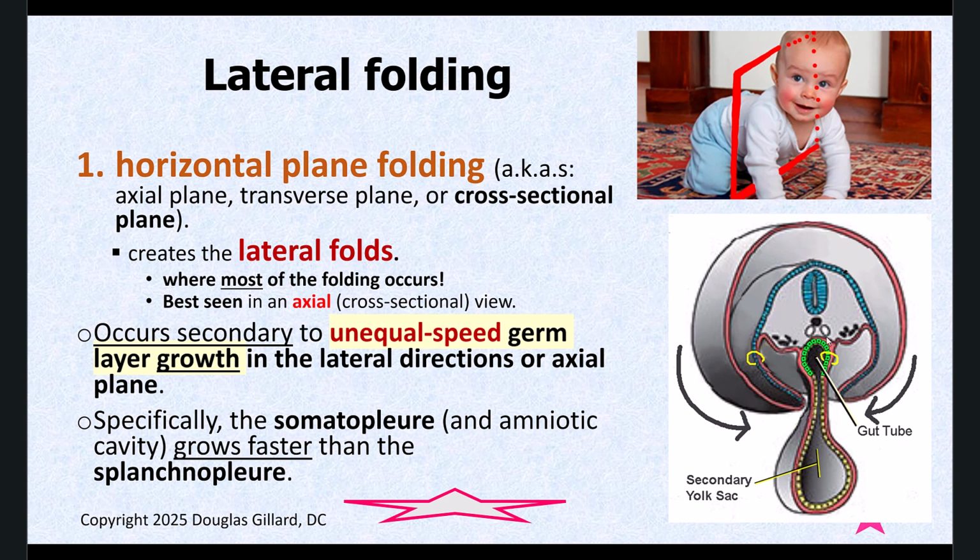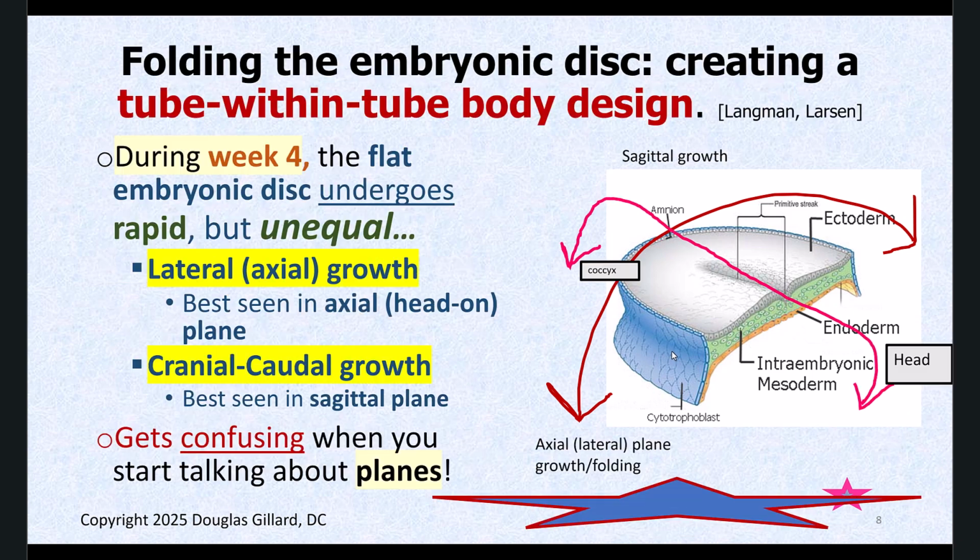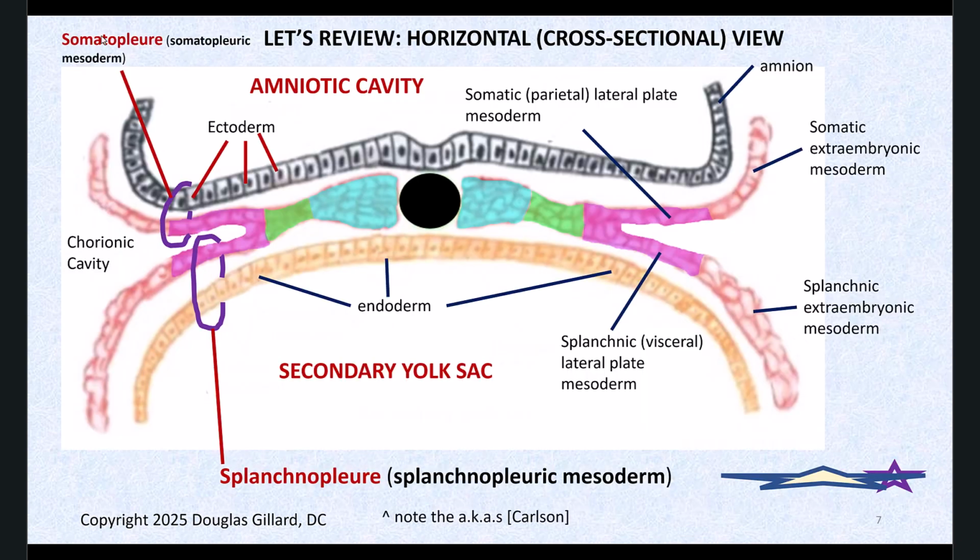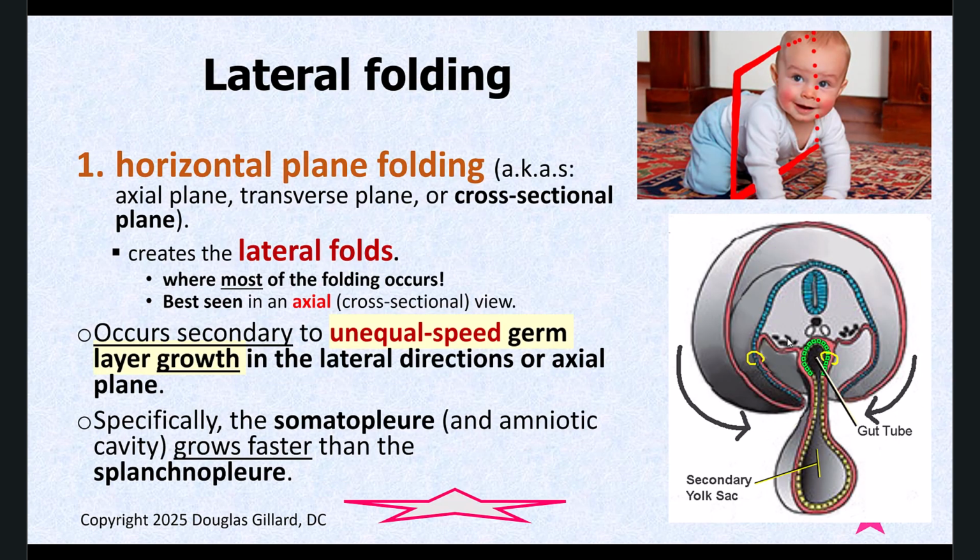Okay, another way to look at it, if you use those two words again, if you use somatopleur and splanchnopleur, we can also do that. So we could also say that the somatopleur has grown faster than the splanchnopleur has grown here. So board question could go either one of those. So you got to know both of those. But these bottom layers don't grow laterally very fast. And the same thing is happening in the cranial to caudal direction as well. The growth is stunted, so you get a folding under that way as well.